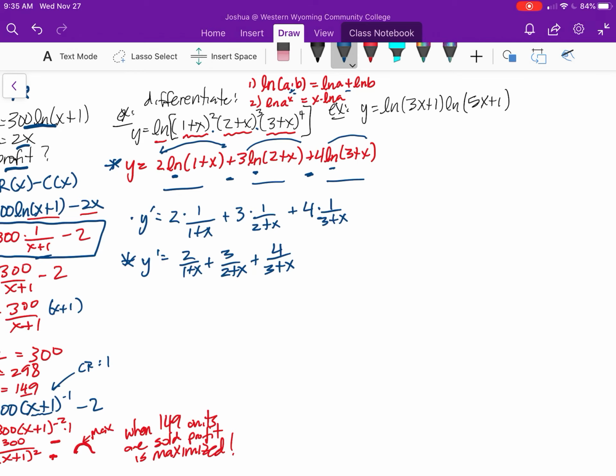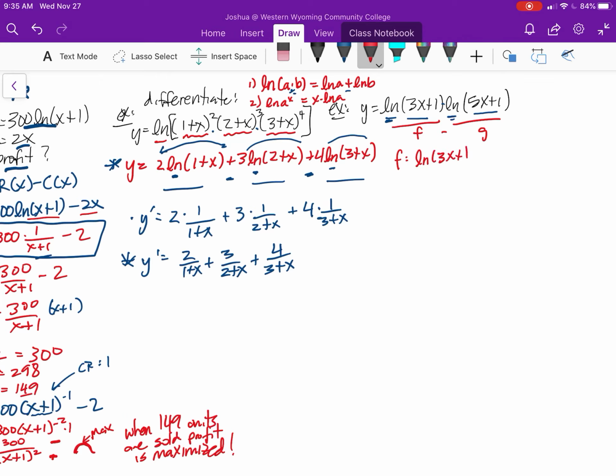Last example, however, it is not one natural log with a bunch of multiply, right? It's the natural log of this multiplied by another natural log of this. There is no property to combine two natural logs that I'm aware of, easily at least, to do this. So this requires product rule. This is some function f, this is some function g, and they're multiplied, product rule.